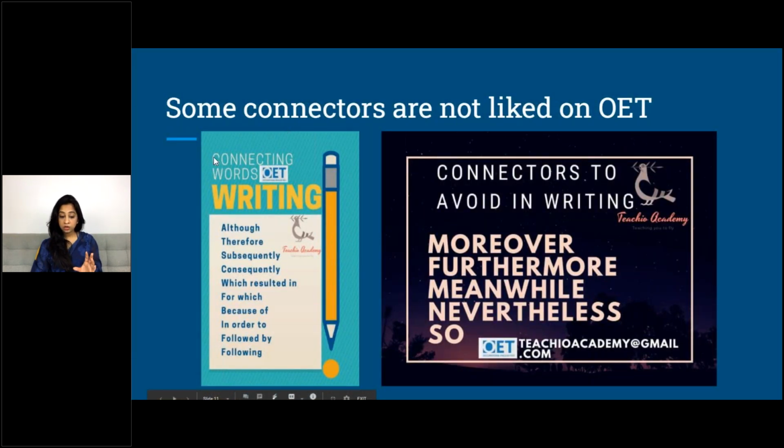What you see on this part of the screen are the connecting words that OET likes. So if you use these, they will like you and they will pass you. The connectors which they've told us to avoid are on this side of your screen. Let me get the pointer up. So these are the connectors you are to avoid, because that's going to cut down your scores. But if you use the ones that they love, they're going to like you.